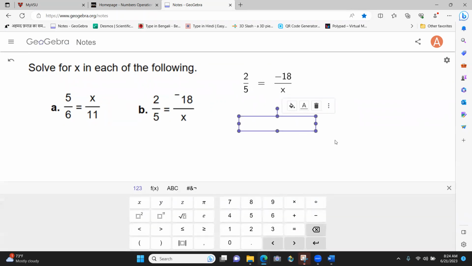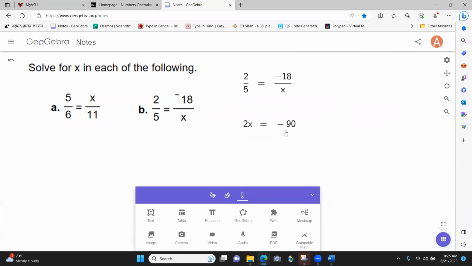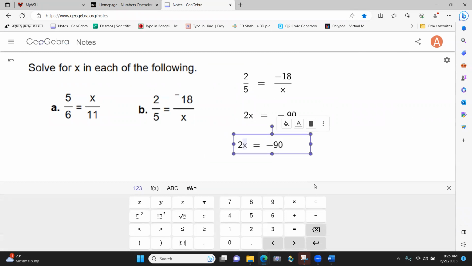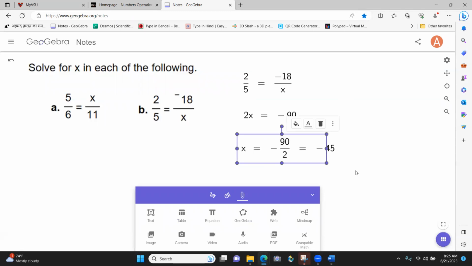2 times X is 2X. And 5 times negative 18 is negative 90. Let me double check. Yes, that's correct. So now I can divide both sides of this equation by 2. If I divide the left-hand side by 2, my 2 is gone. And if I divide the right-hand side by 2, I get negative 45. That's my answer.